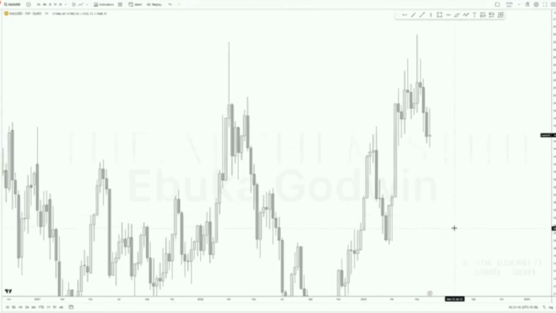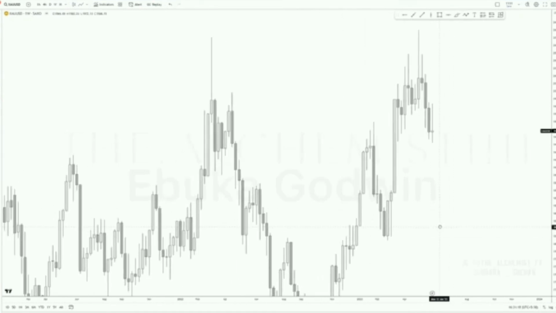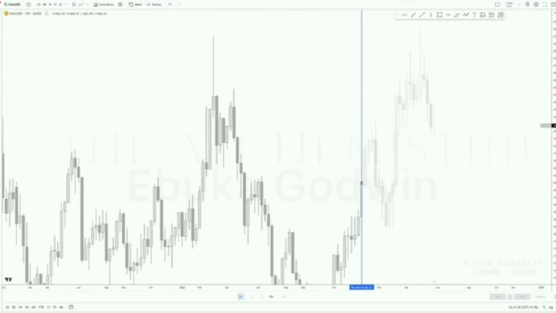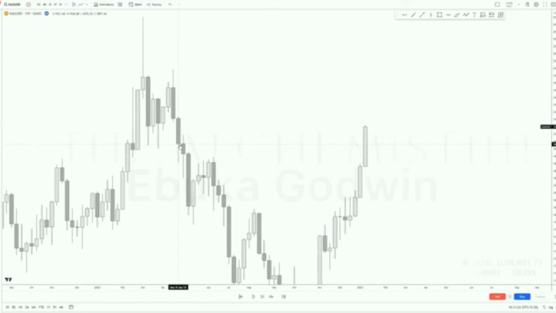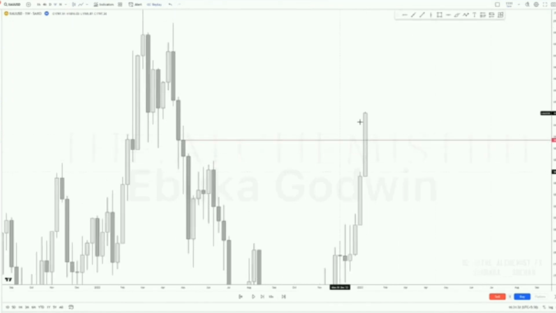On the weekly we had some good ones. Look at this one. What is this? This is an open close level, right? But what did this candle do? It broke through it. See that? So once it is broken, you can expect it to act as a support.